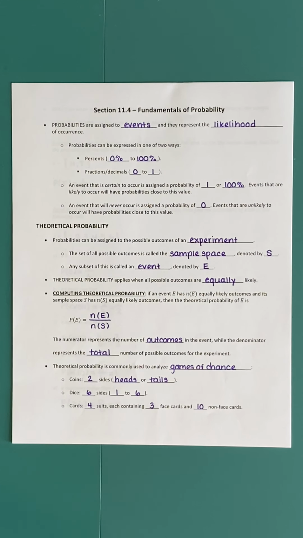So say something has an 80% probability. Well, that means it's very likely. It doesn't mean it's guaranteed to occur, but it means it's very likely that it will occur. So the higher the probability, the more likely it is that something will occur.